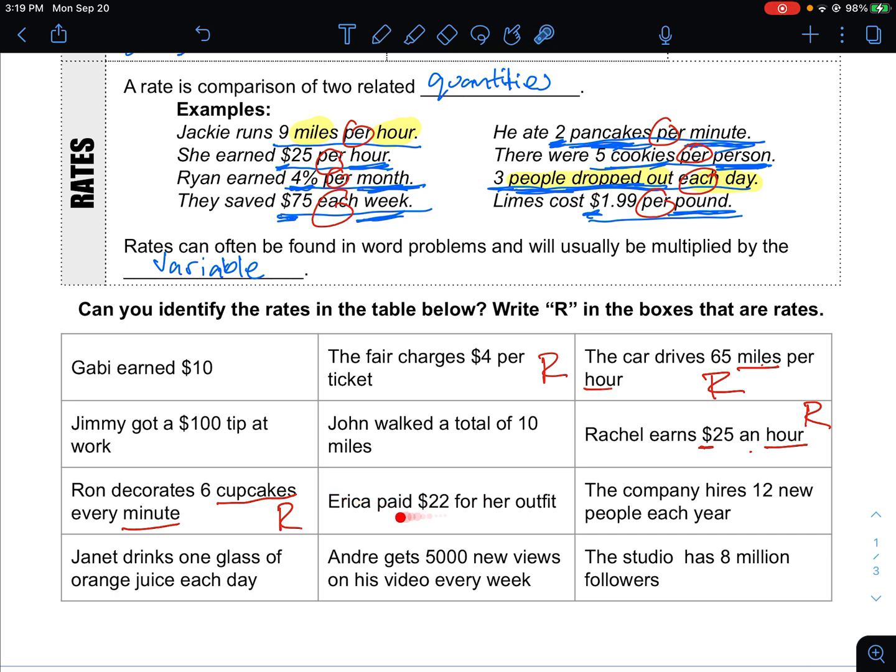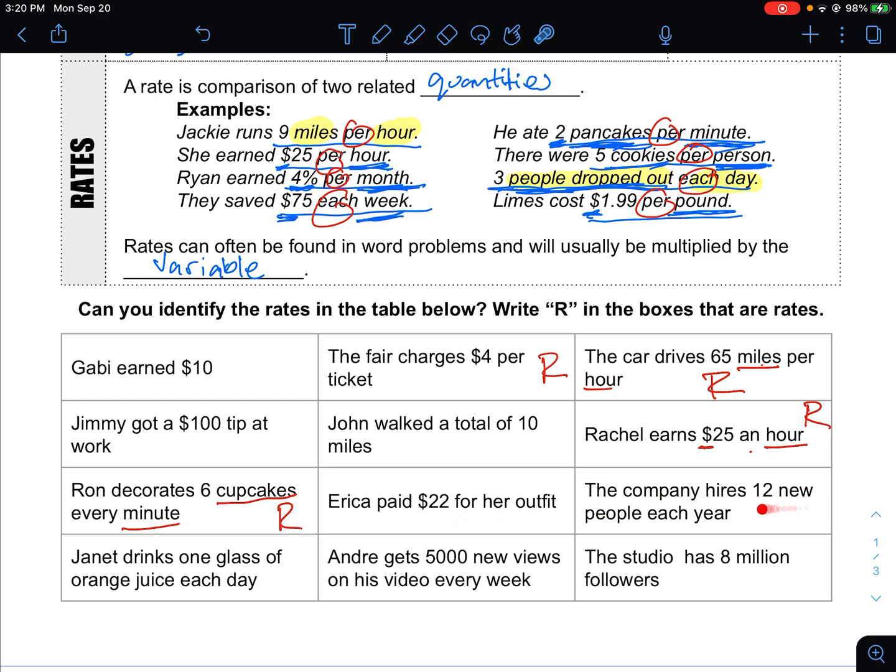Erica paid $22 for her outfit. Is it saying it's $22 for each outfit or every outfit? No, this is just saying that she paid $22 once. A rate is normally something that happens multiple times or something that's consistent. So if you're going 5 miles per hour, you're going 5 miles every hour. Or if something costs $10 per item, it's $10 for every item, not just $22 period, because you don't know how much everything else costs. If it was $22 per outfit or for every outfit, that would make it a rate.